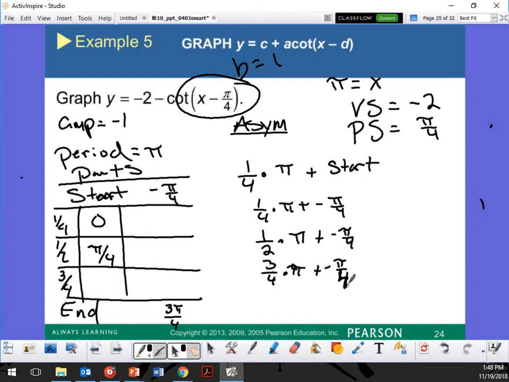Okay. So what do we come up with for this last one? Pi over 2, right? Yeah. Those are my x values.